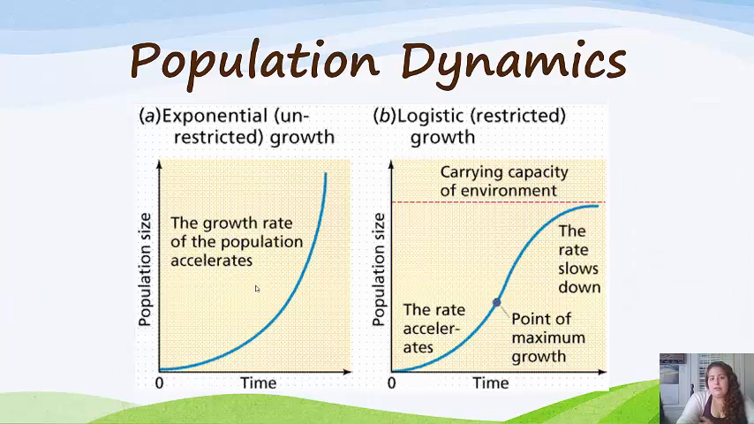So just to review these 2 graphs, on the left we have our J curve, and this is where our population is growing out of control because at this point they have unlimited resources. The one on the right is our S curve, where it grows and then levels off at the carrying capacity because there's limited resources in its environment.